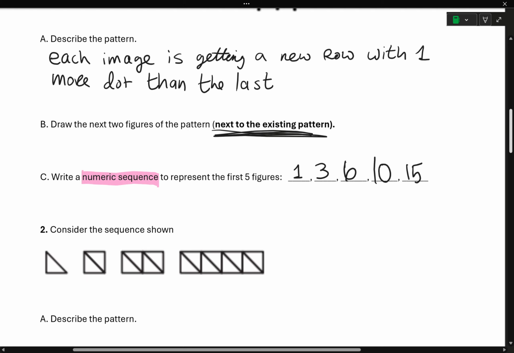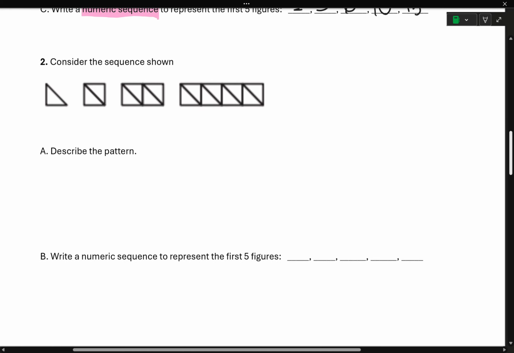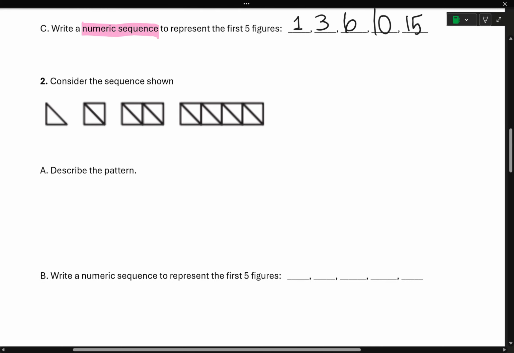Oh, scrolled down too far, my bad. Number 2, consider this sequence. I'll give you a second. My hint is count the triangles. Count these triangles. Do that.